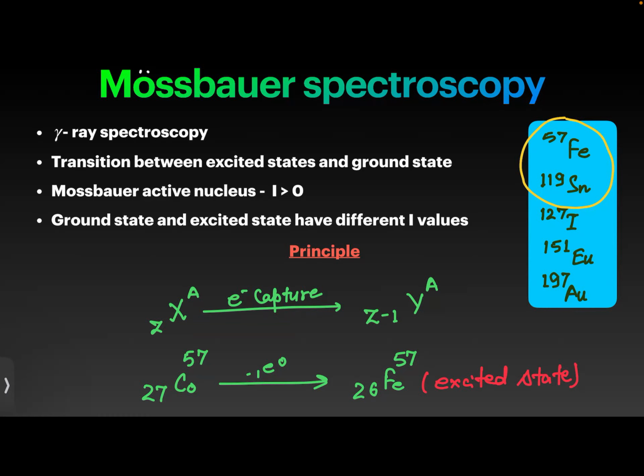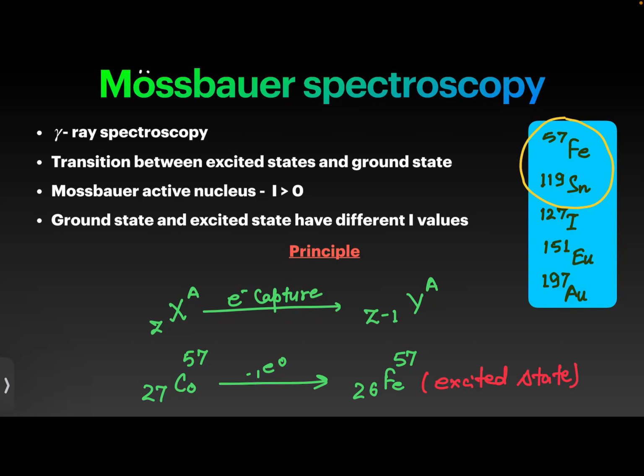And these 5 are there: iron, tin, iodine, EU, and AU. So these systems we can study through this spectroscopy. And out of these 5, 80 to 90% of spectroscopy is done in iron and tin. The reason is we need a radioactive or unstable source.